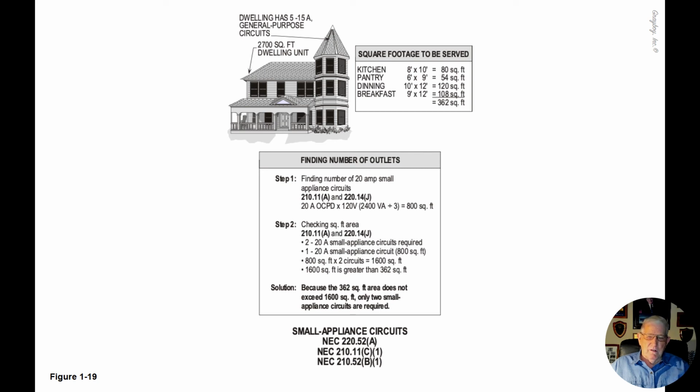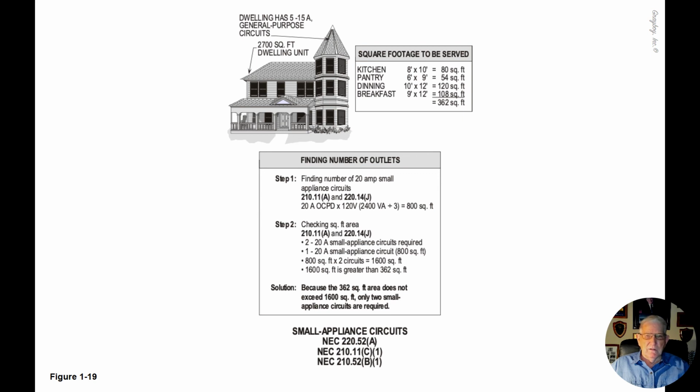So the solution then, and the answer would be, because the 362 square foot does not exceed the 1600 square foot, only two small appliance circuits would be required for the kitchen, pantry, dining room, and breakfast room. So this is a procedure that usually the test would use to determine how many of these circuits you would need. Without, a homeowner or somebody wanted more circuitry for these areas, then of course, the electrician would provide it.